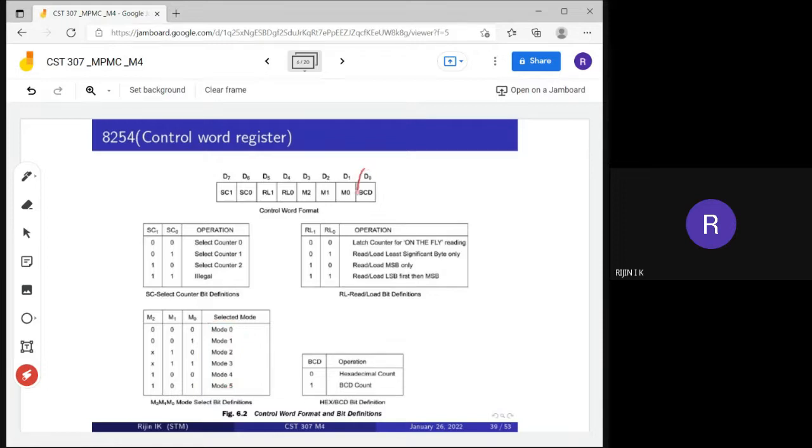The last bit is the D0 bit. Actually, that is to specify whether it is a hexadecimal count operation or a binary BCD count operation. If the BCD bit is 0, then it is a hexadecimal counter, and if BCD is 1, then it is a BCD count. So this is all about the control word register.